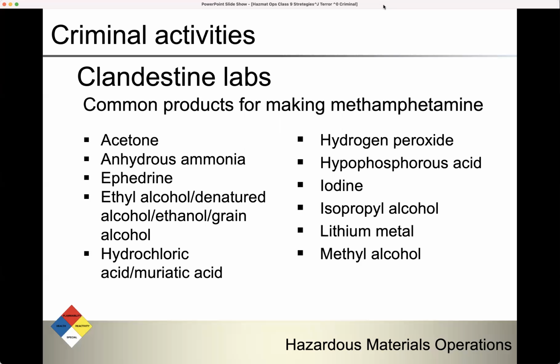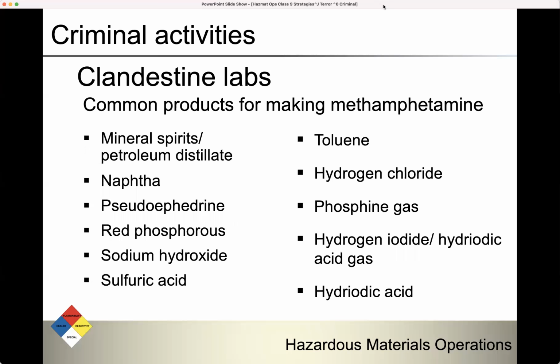Common products for making methamphetamine include acetone, anhydrous ammonia, ephedrine, ethyl alcohol, denatured alcohol, ethanol or grain alcohol, hydrochloric acid or muriatic acid, hydrogen peroxide, hypophosphorus acid, iodine, isopropyl alcohol, lithium metal, or methyl alcohol. Also, mineral spirits, naphtha, pseudoephedrine, red phosphorus, sodium hydroxide, sulfuric acid, toluene, hydrogen chloride, phosphine gas, hydrogen iodide, and hydriodic acid.